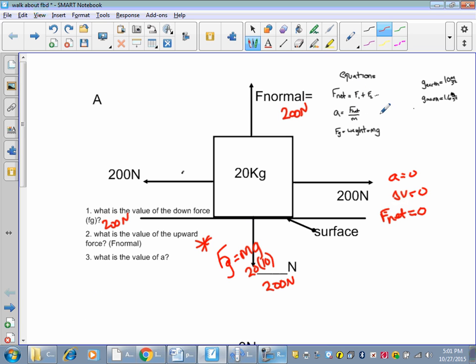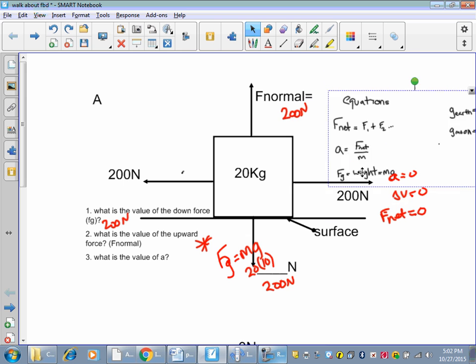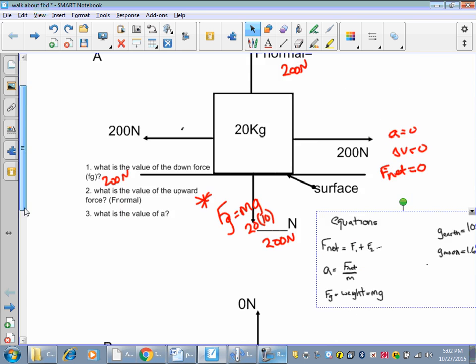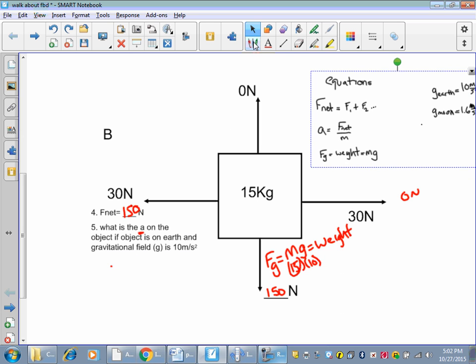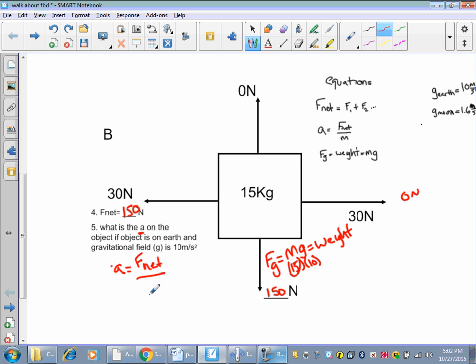Acceleration is force net divided by mass. And we just figured out the force net, right? We subtracted. Okay. Here we go. Always write the equation so you can plug it in and I can check your work. Divided by mass. And what's my force net?